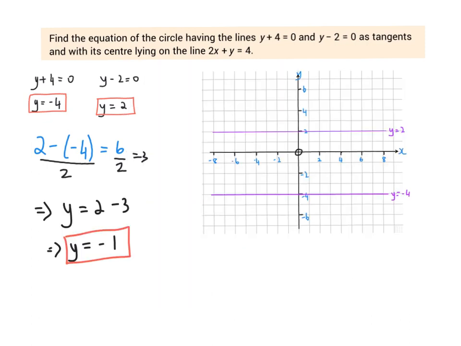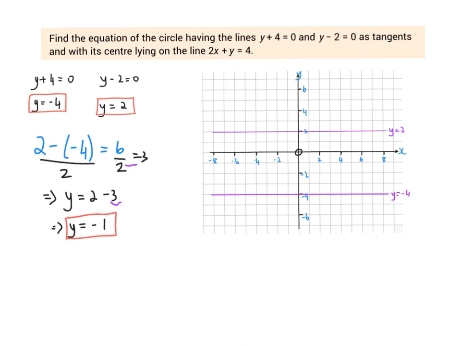And that's again just confirmation that the line y equal to 2, take away that 3, gives us the line y equal to minus 1. Of course, we could have begun with our other line here and had y equal to minus 4 plus 3, which would also give us this line here. Okay, so let's draw in our line y equal to minus 1.